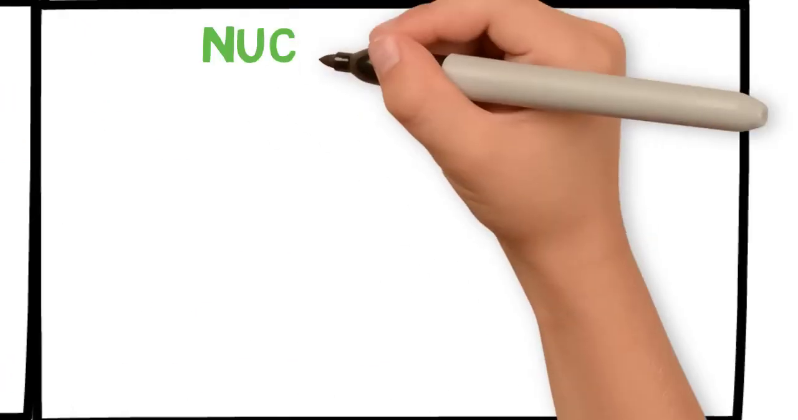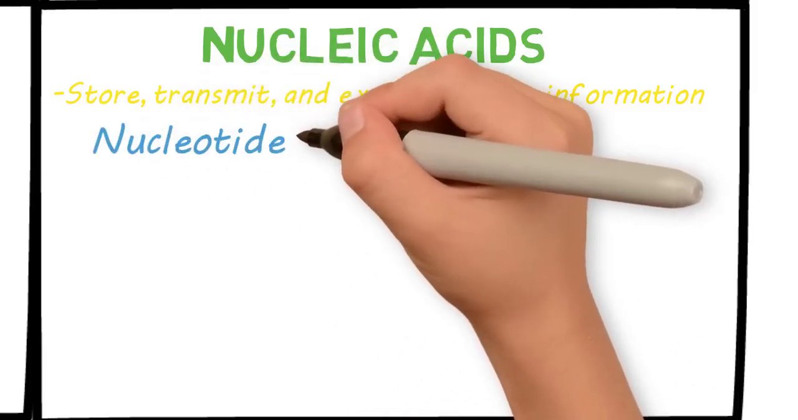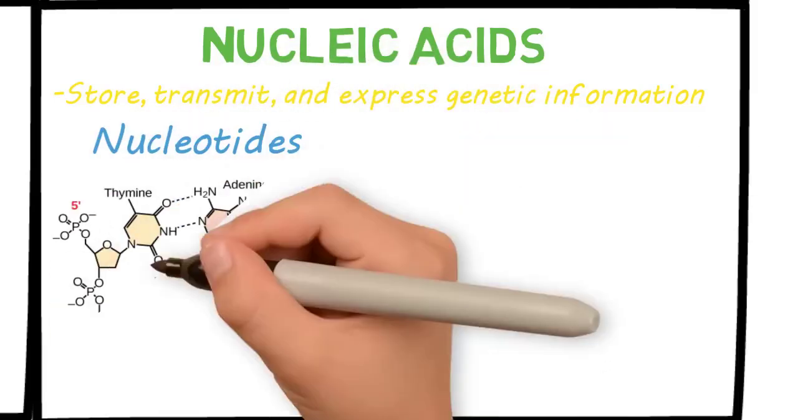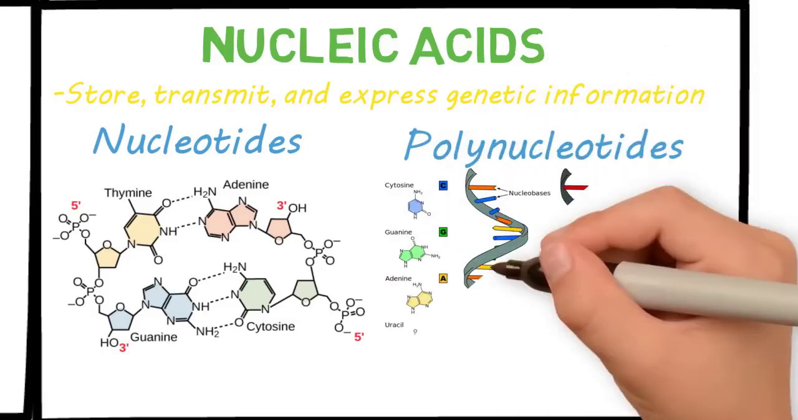And lastly, you have nucleic acids. And nucleic acids store, transmit, and express genetic information. So their monomers are called nucleotides, like adenine, guanine, and thymine. You may be familiar with these terms from studying DNA and RNA, and that's what their polymers are. They're called polynucleotides, and they're strands of DNA and RNA.